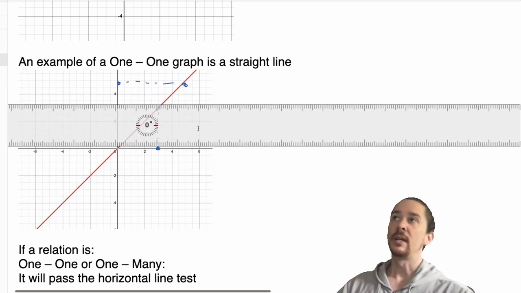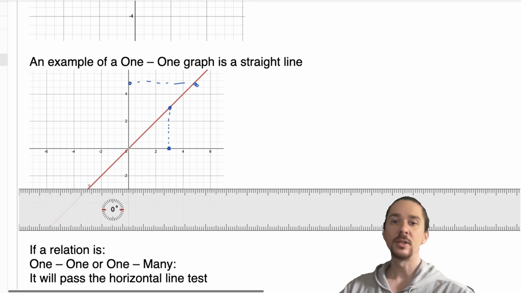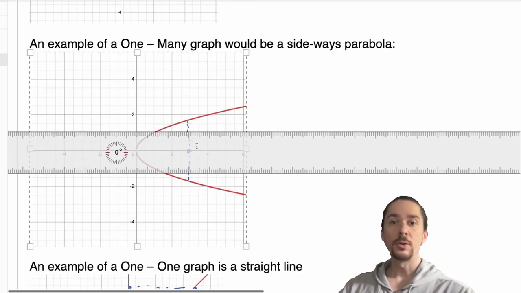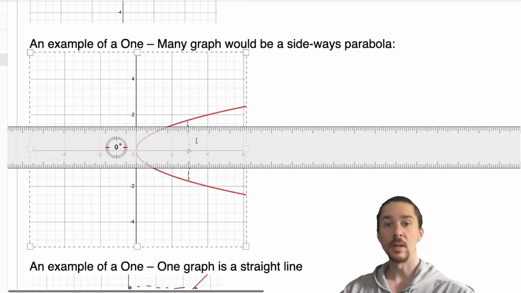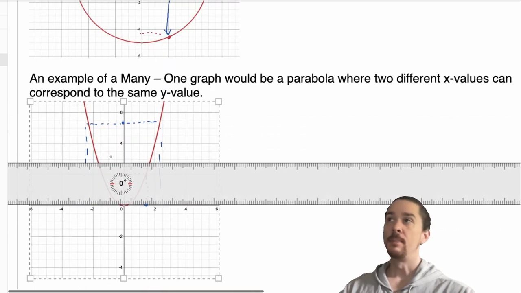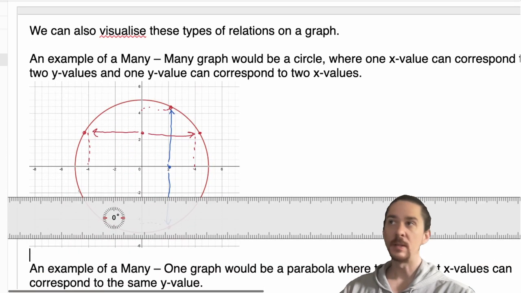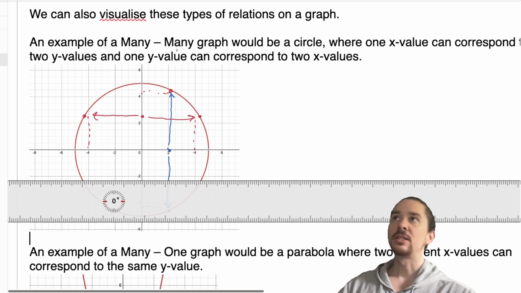This relation here passes the horizontal line test because no matter where we put this horizontal line, it only touches the relation once. This relation also passes the horizontal line test. Wherever we put the line, it only touches the graph once. This relation fails the horizontal line test because there are places we can put the line where it's going to touch the graph more than once. This one also fails the horizontal line test because there are places we can put the line where it touches the graph in more than one place. Anything that starts with many is going to fail the horizontal line test.